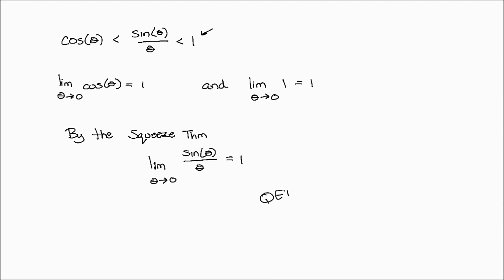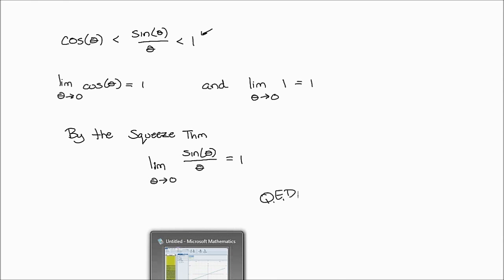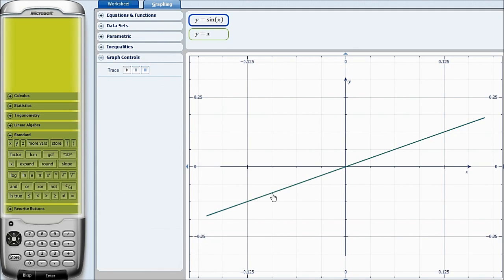QED. Now, of course, the graph that we drew a little bit earlier is a little bit easier to see. This one right here, you could easily see that the sine curve and y equals x look exactly the same as you get really close to 0, so their ratio should be 1, but that's not a proof. This is a proof.